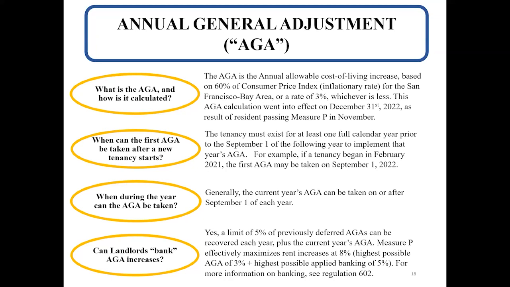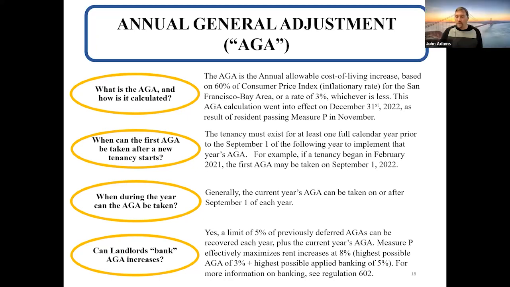Banquear se puede definir como algo diferido, or what was the second part? The bank is defined as any annual general adjustments that the landlord did not apply. So if they didn't take a rent increase one year, then they have that in their bank, something that they could apply later. Okay. Eso se puede definir como banquearlo o ponerlo en el banco. Es que si no lo hacen en un año, lo pueden guardar y aplicarlo el siguiente año.